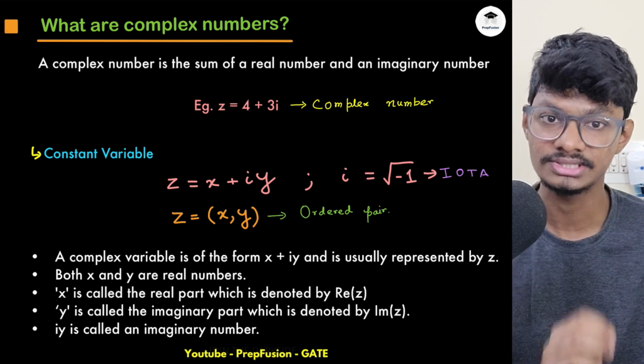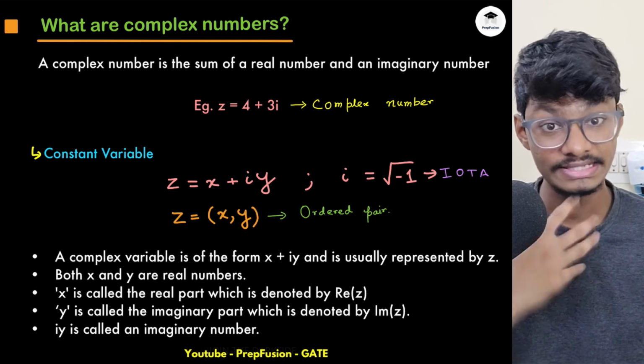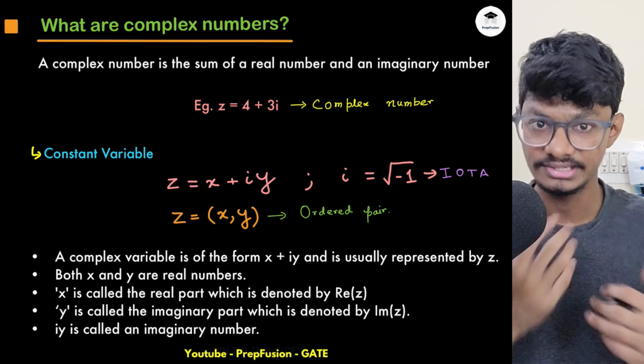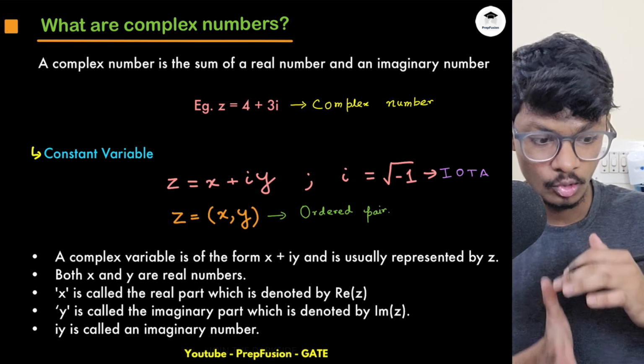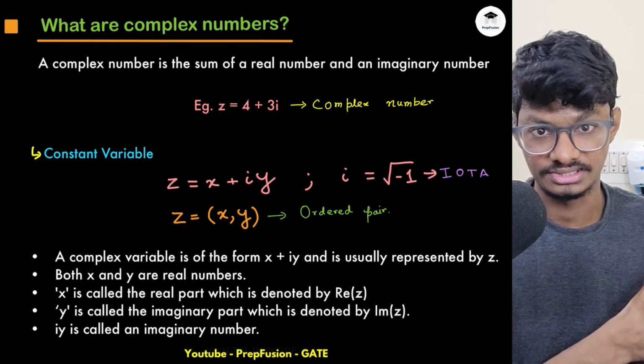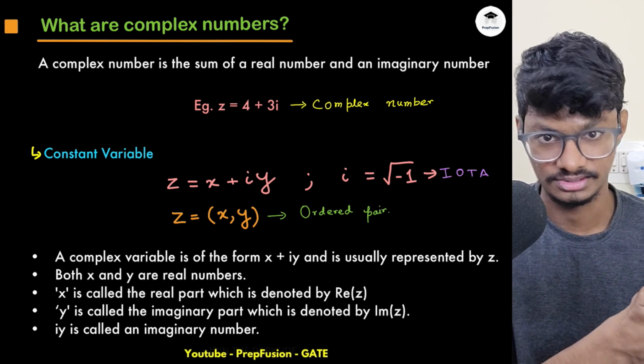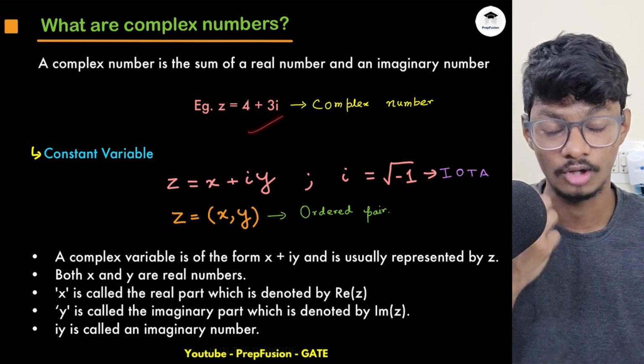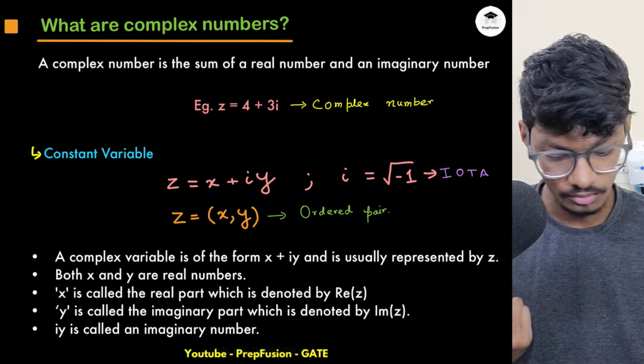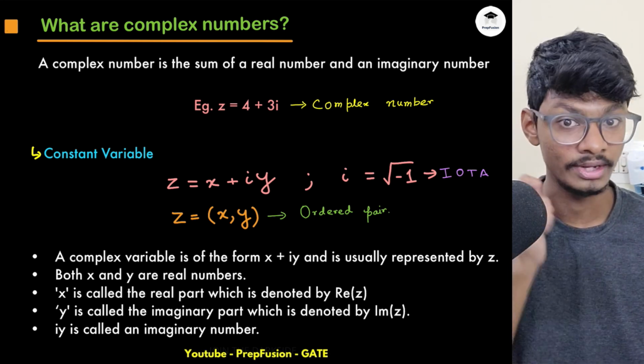Complex numbers are nothing but a mathematical tool for engineers. I'm specifically talking about engineers here, for engineers to do our mathematical operations, or do our engineering calculations. That's why complex numbers are very important for us. So I told you what a complex number is, and why it is important.